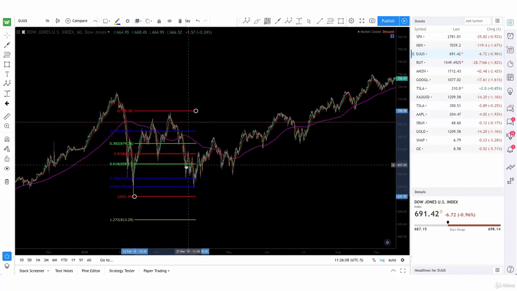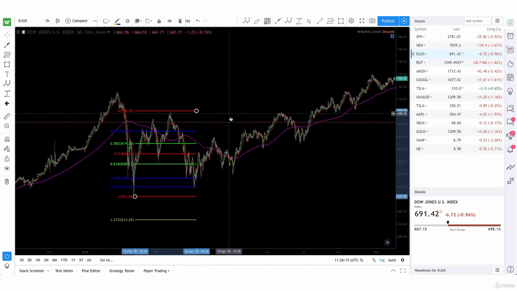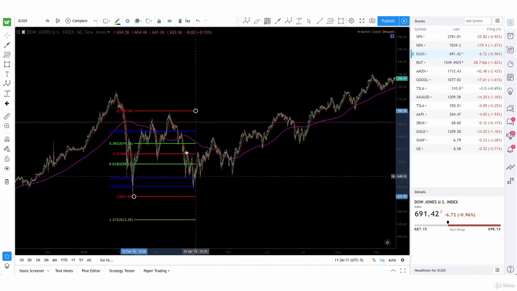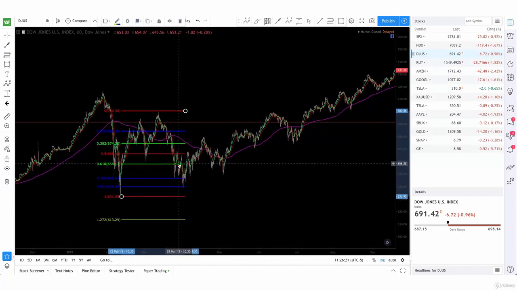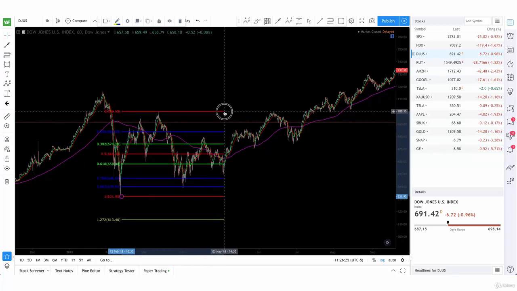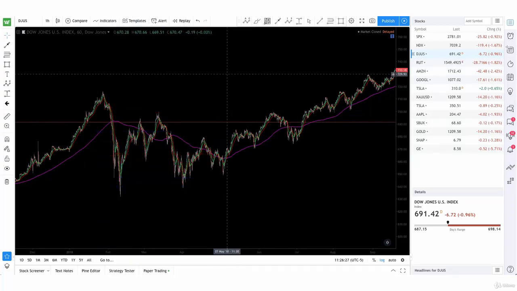It didn't hold the 0.618 on this one, and it broke down almost back to the beginning of the move, and then it rallied up again. But you just don't want to get in just hoping that it's going to go back to your entry point. Like I said, hope is just not the best thing to use for trading.